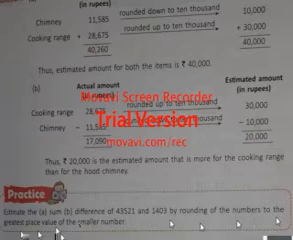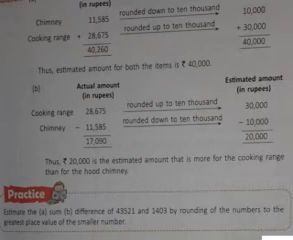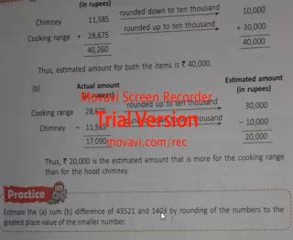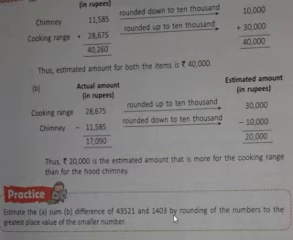Greatest place value of the smaller number means what? You can count like this: ones, tens, hundreds, thousands, ten thousands. So 1,403 is the smaller number, and its greatest place value is thousands. So we have to round to the nearest 1,000. Then you have to add and subtract.